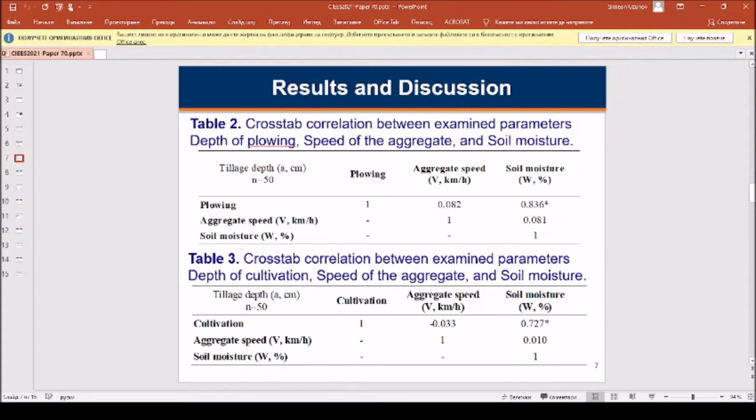Regarding the parameters depth of cultivation and speed of the aggregate, a very weak and negative correlation has been registered. R is equal to minus 0.033. A strong positive correlation is observed between the parameters depth of cultivation and soil moisture. R is equal to 0.727, which confirms the need to create different regression models.